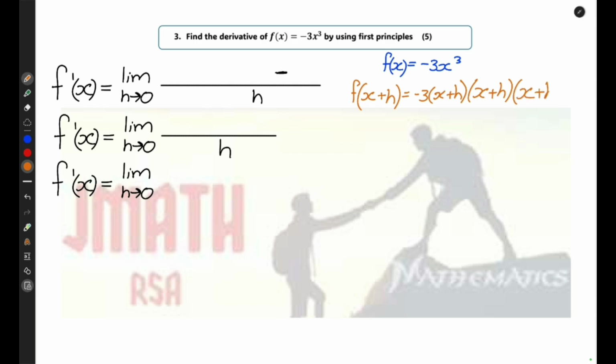And in my first step, I'm going to FOIL the last 2. I never multiply the minus 3 in. It just makes it so much more complicated if you multiply it in at the beginning. So these last brackets, just x squared plus 2xh plus h squared.